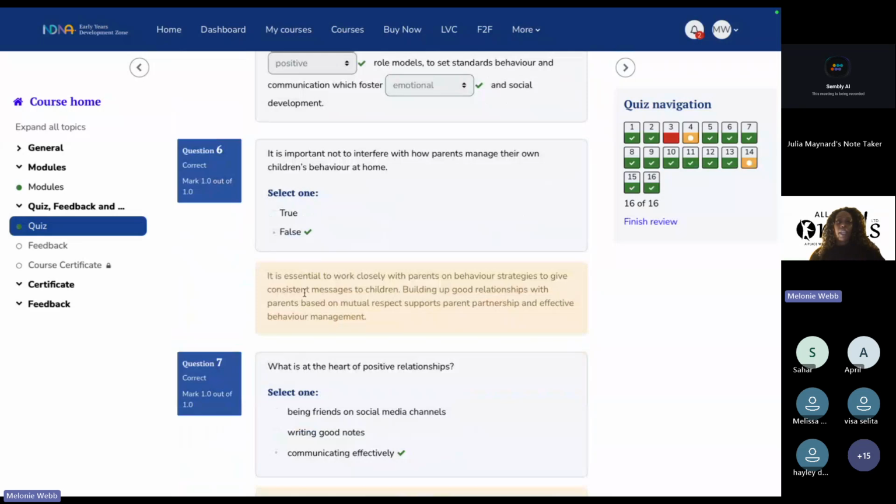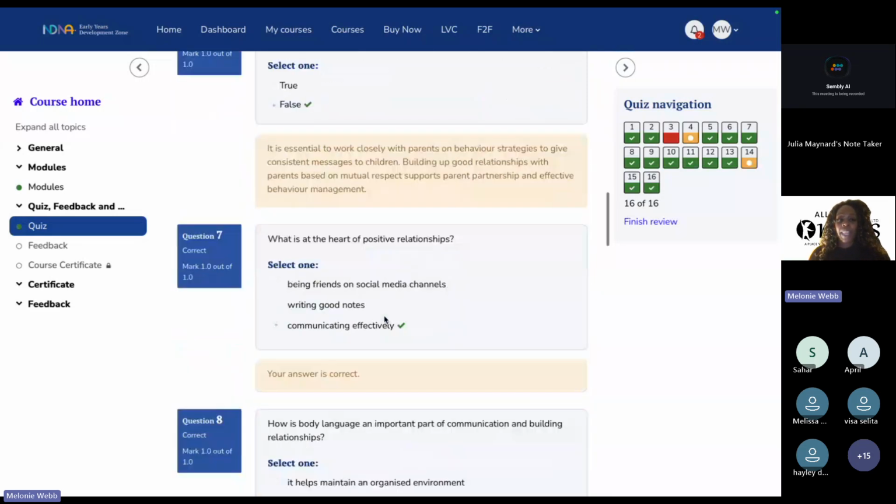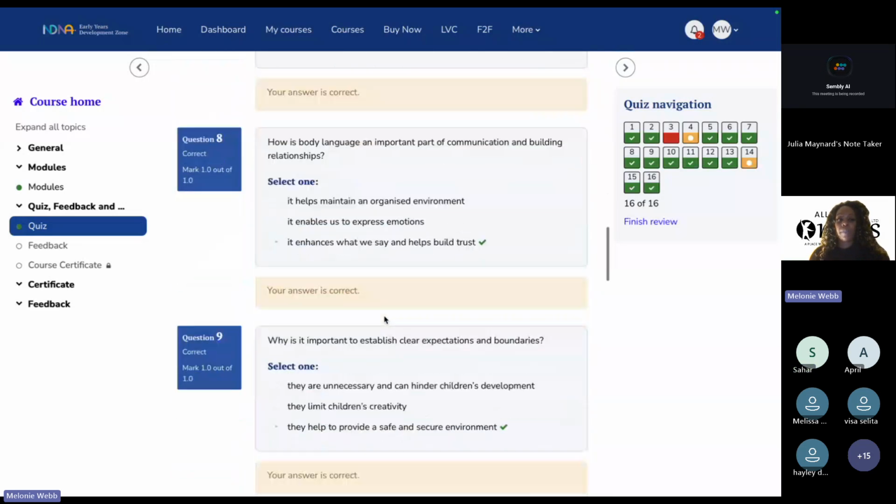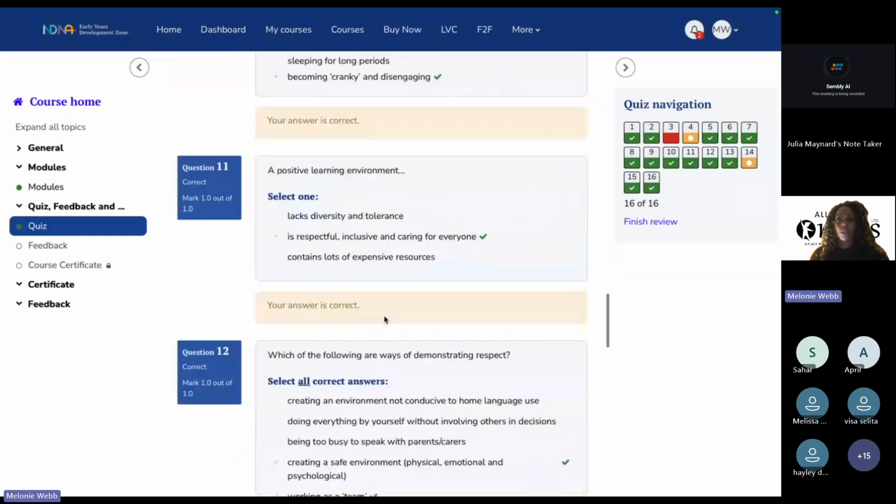So they've just highlighted this here, and it says it's essential to work closely with parents on behaviour strategies to give consistent messages to children. Building up good relationships with parents based on mutual respect supports parent partnership and effective behaviour management. So that is a reason that it is important to have those discussions with parents when we're talking about children's behaviour.